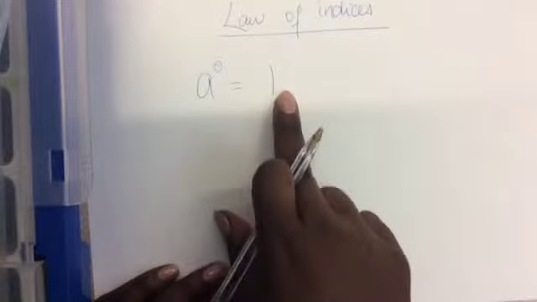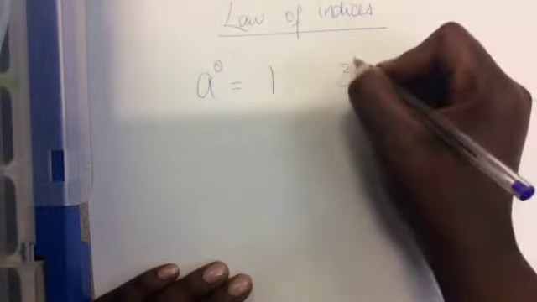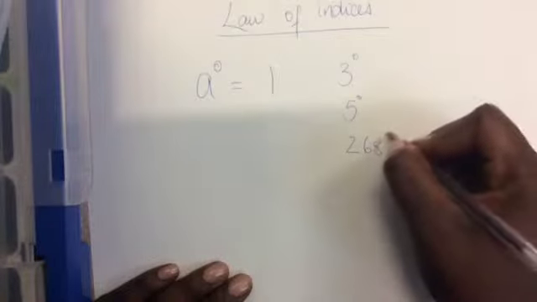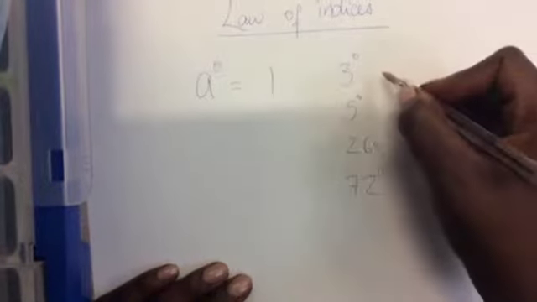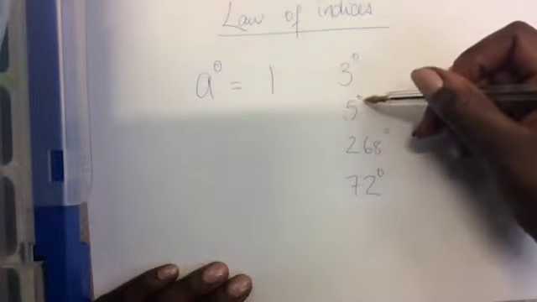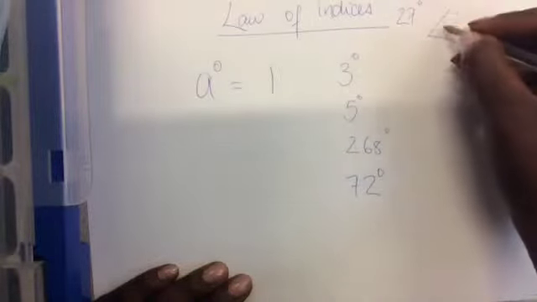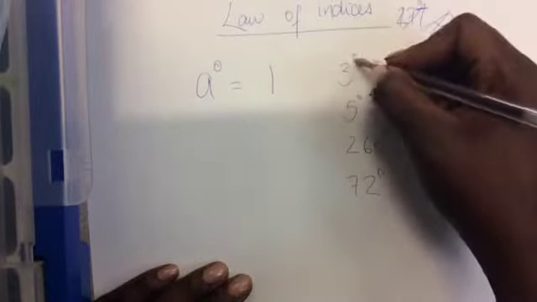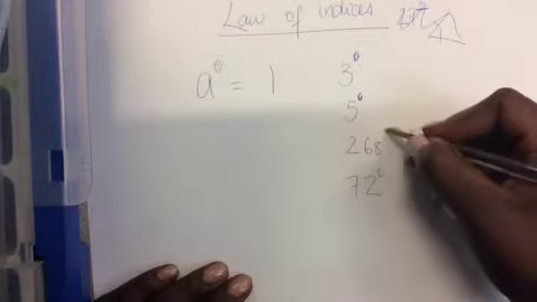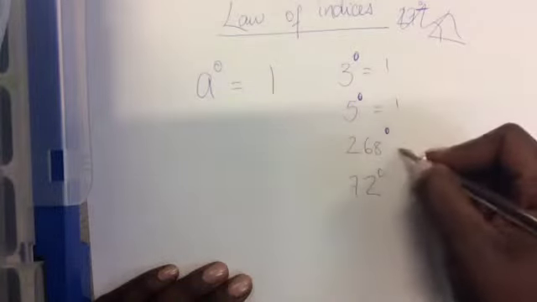A to the power of 0 is 1. That means any number, whether it's 3, whether it's 5, whether it's 268, whether it's 72, anything raised to the power of 0. Please do not confuse this for a degrees sign, like 27 degrees, like an angle. Don't confuse this for degrees, okay? This is to the power of 0. Let me just elongate it so it looks more like a 0. So, anything to the power of 0 is 1.